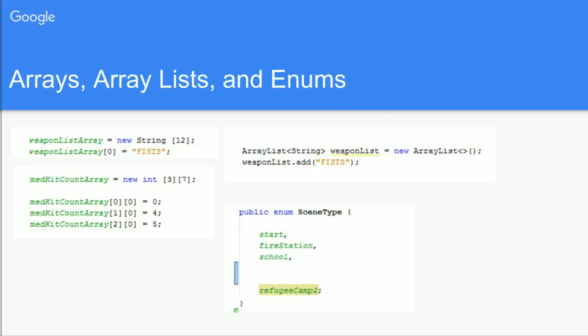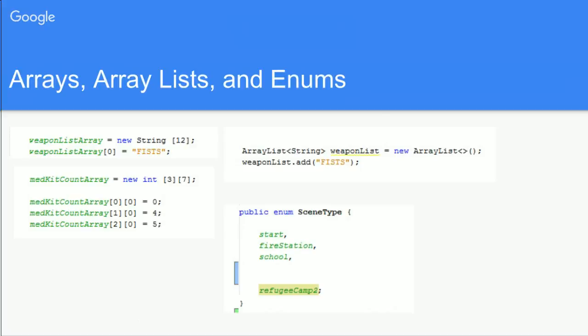The weapon list array is just a linear, or single dimensional, array. And that's my weapon list. The medkit count array is a two-dimensional array, and most of the arrays that we use in our game are two-dimensional. This is because our map is two-dimensional. We have different locations that are arranged on a grid, and so the two-dimensional array is perfect for dealing with where you are and tracking where things go.